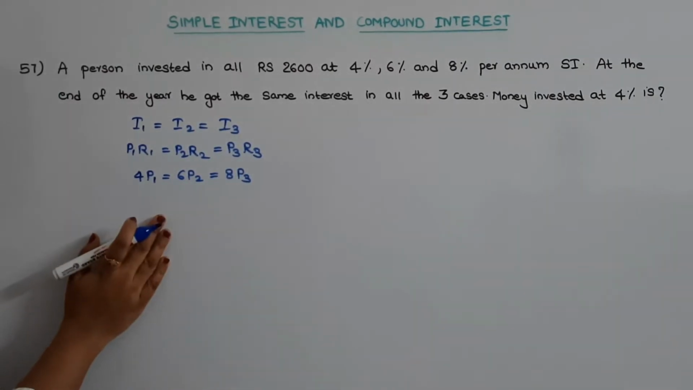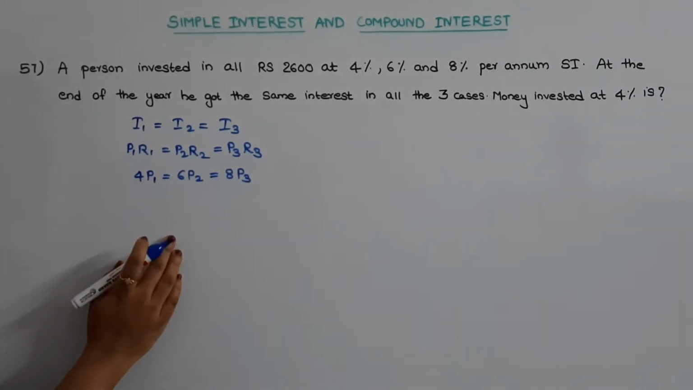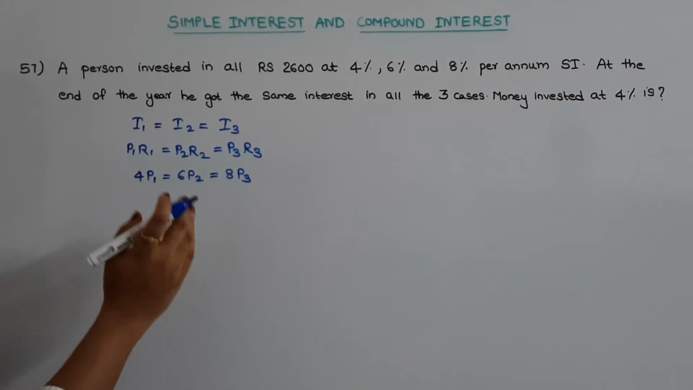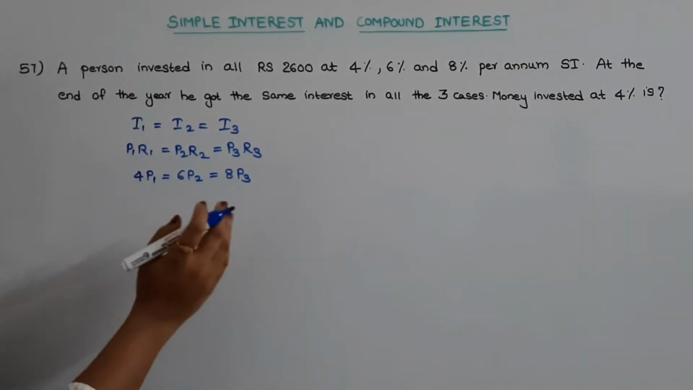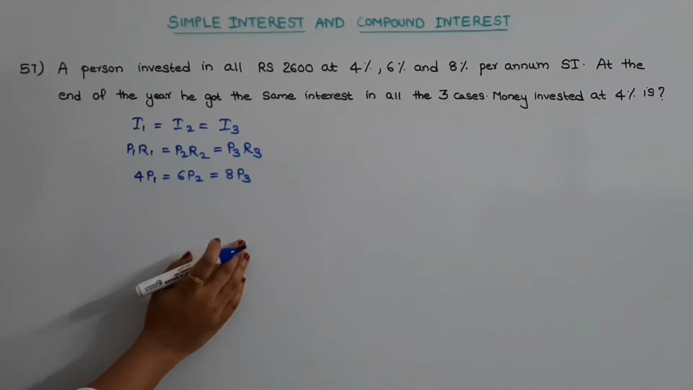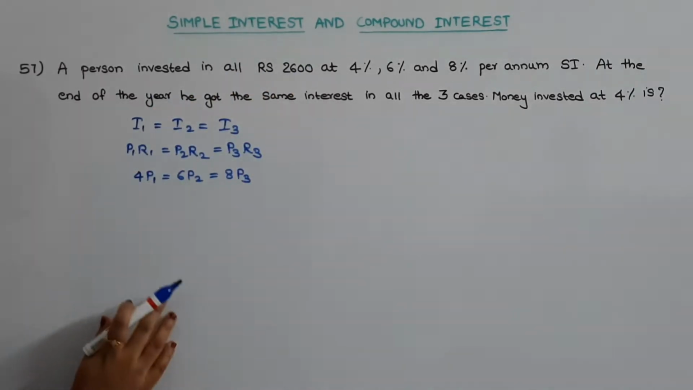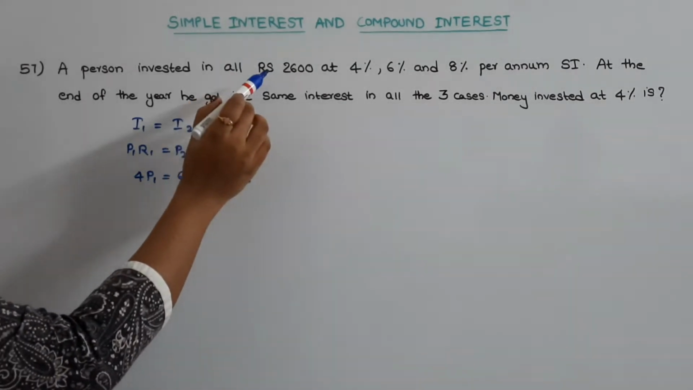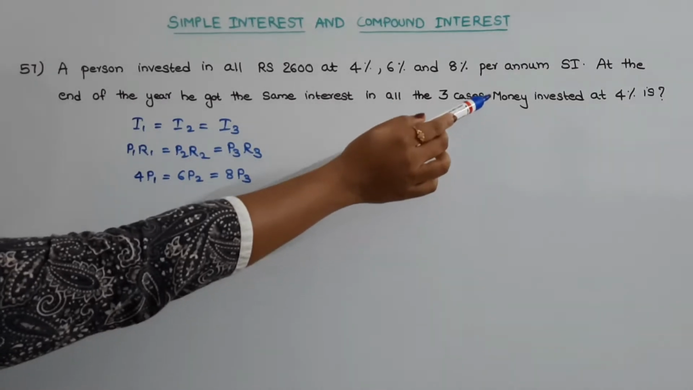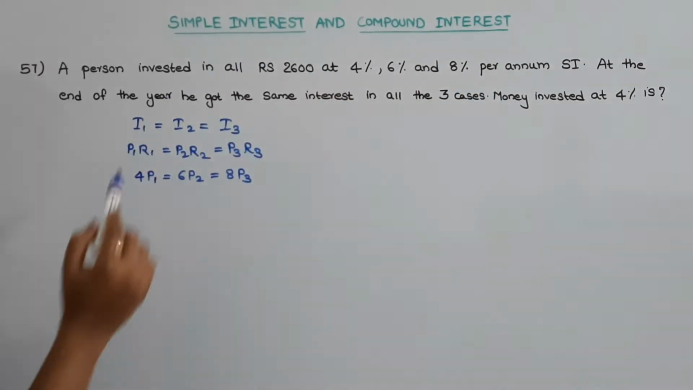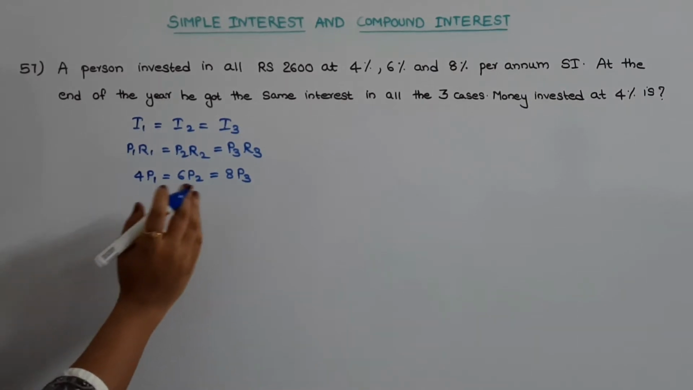Now in this type of question, first we need to find out the ratios of the principals, that is, P1 is to P2 is to P3. Then we need to find out the sum of the ratios of the principals. In the question, the total principal is given as 2600. So by using this value and the sum of the ratios, we can find out the principal invested in the first case. So let us first find out the ratios of the principals.